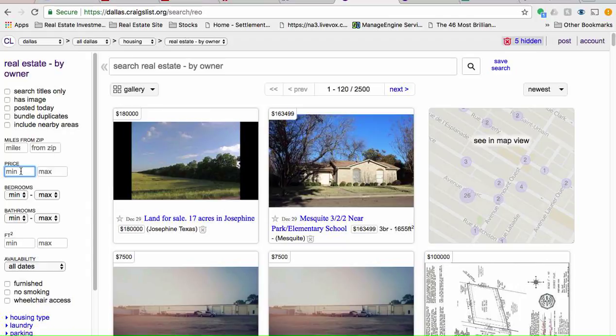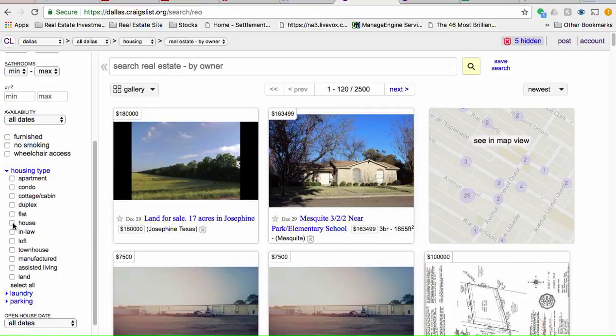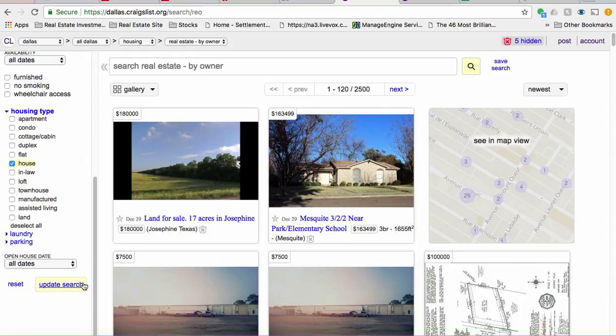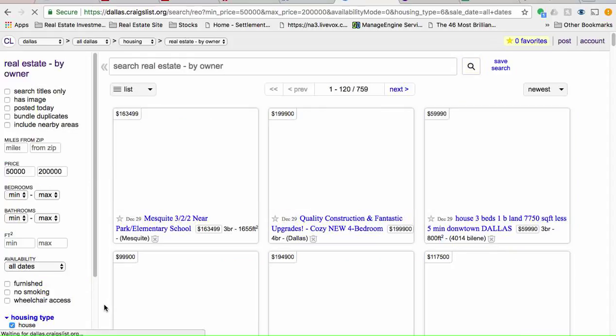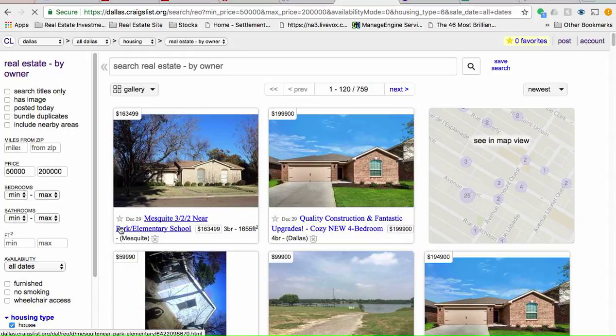Then from there, we're going to make this list a little bit more specific. We're going to do 50,000 to 200,000. Then we're going to go to housing type, house, we're going to update the search. And voila. Now, what I try to do, well, I guess we can do newest.